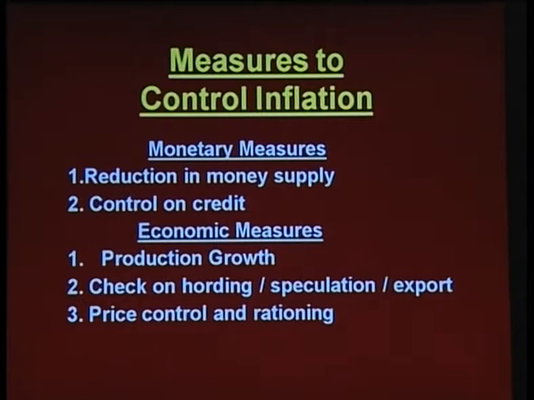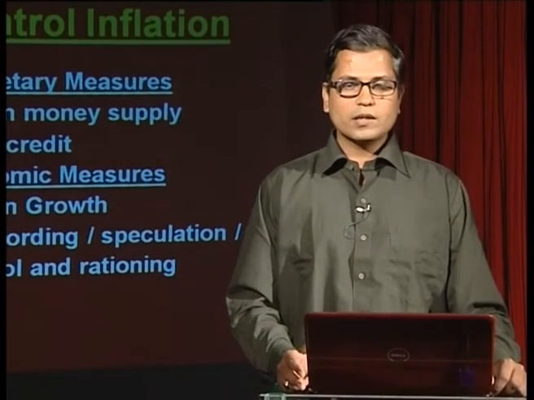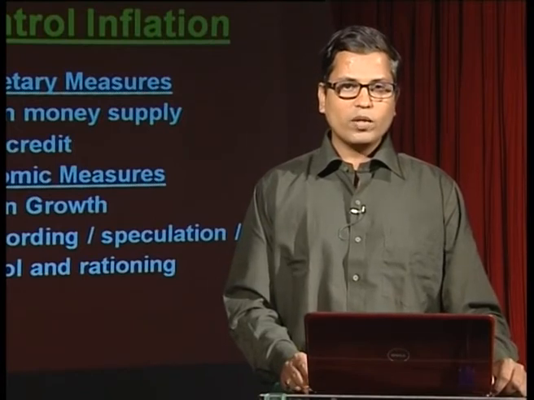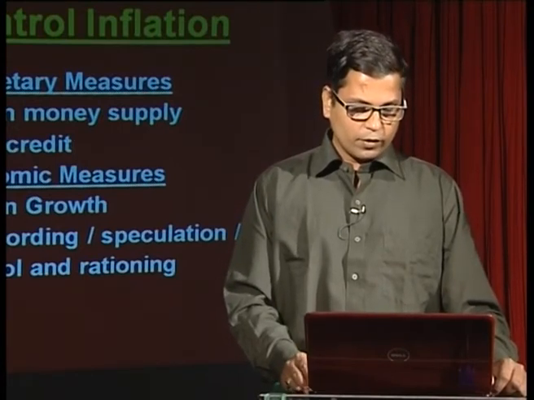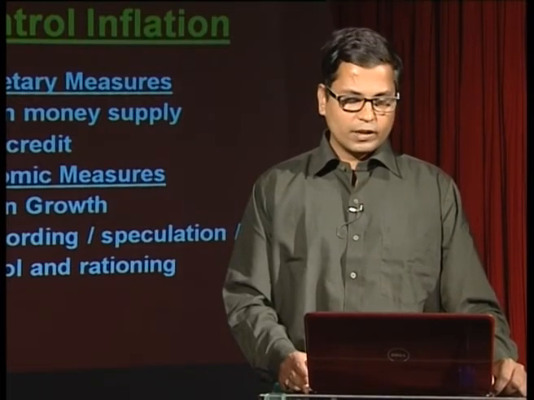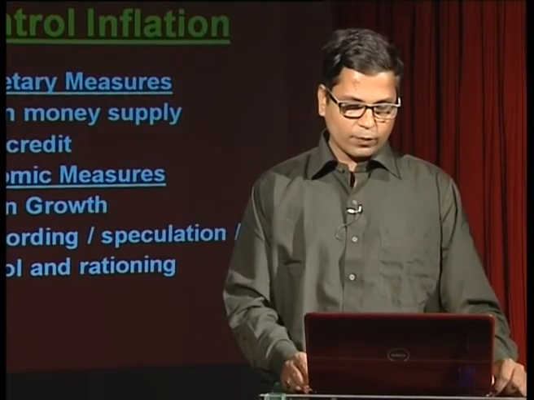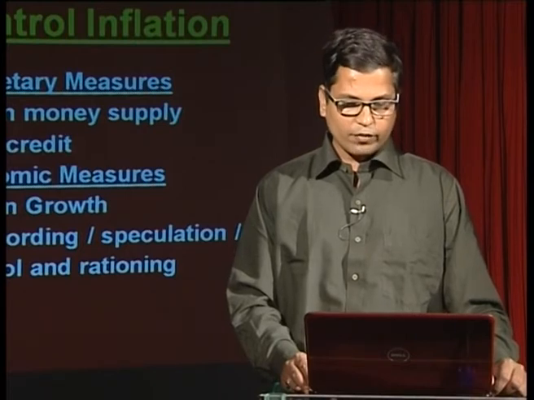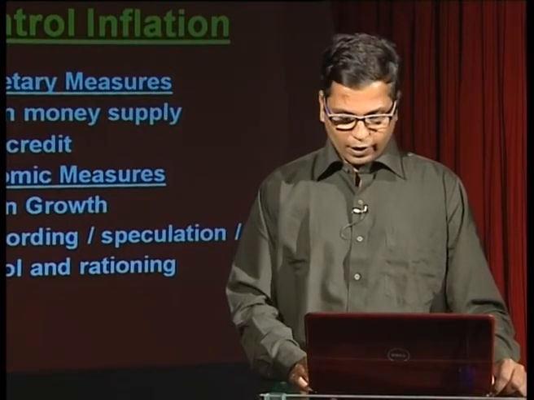Economic measures taken by the government are production growth, check on hoarding, speculation and export, price control and rationing. Increasing production means increasing the supply into the market, which will lower the price of goods. Controlling hoarding and speculation will result in a higher supply of agricultural products and other commodities in the market, which will again reduce the price, and the last is rationing.